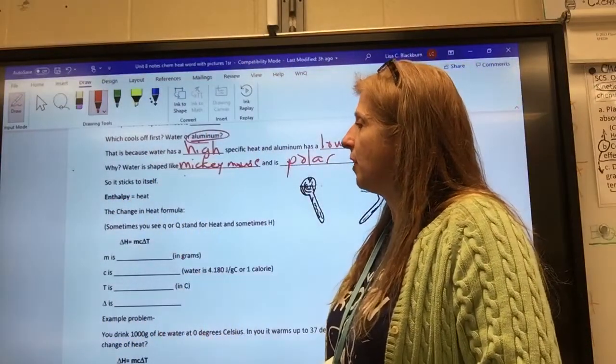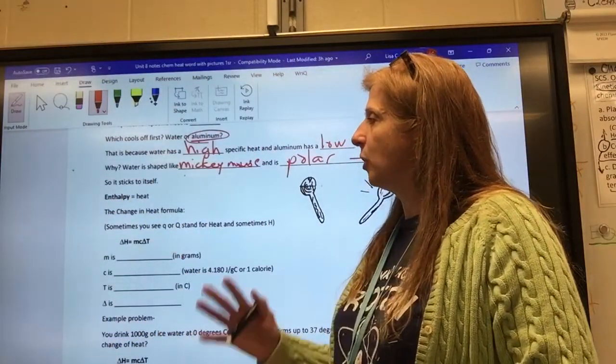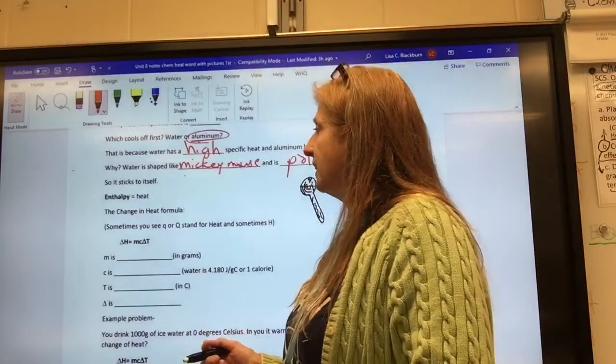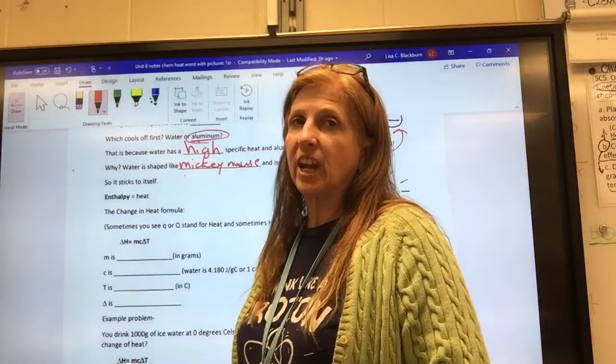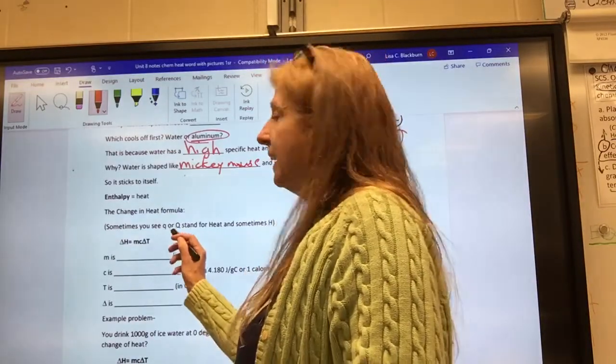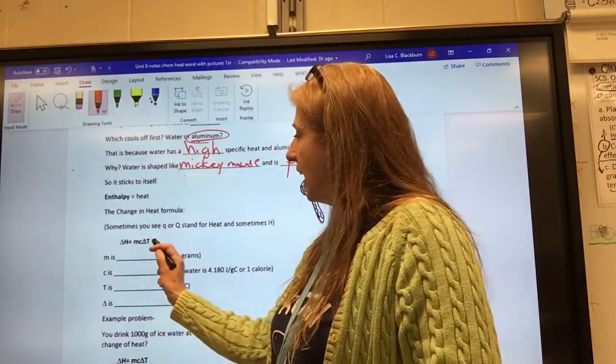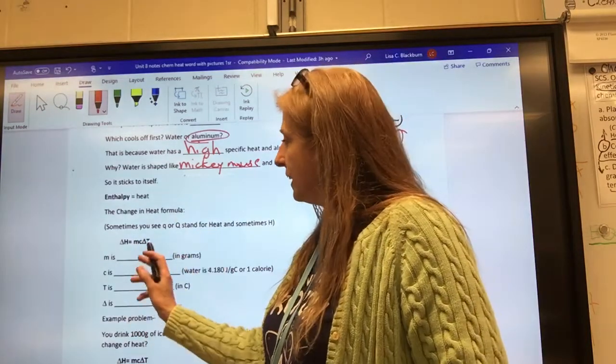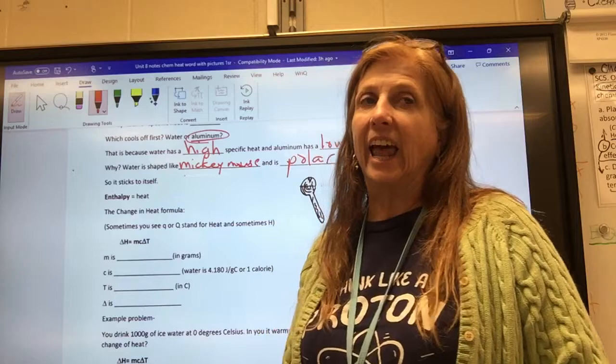So another thing you need to know is that another word for heat is enthalpy. Enthalpy is heat. And there's a formula. It's the change of heat formula. I think it's kind of easy because it looks like it's m c delta T, but that delta kind of looks like an A.